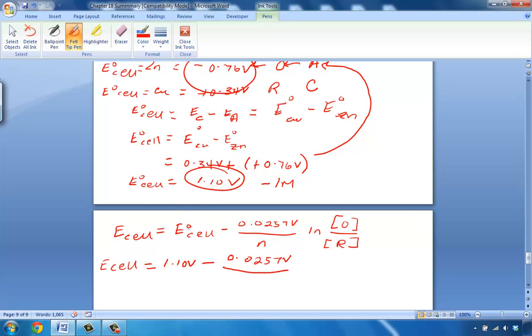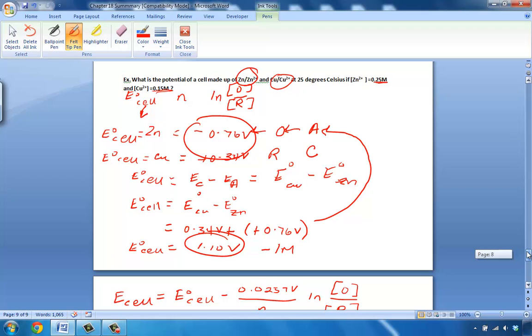This was copper to copper 2 plus and zinc to zinc 2 plus. That N value, or the number of electrons, is 2 based on that charge, times the natural log of oxidized over reduced. What is the oxidized over the reduced? What was oxidized? Let's double check ourselves. What was oxidized here was zinc. The concentration of zinc therefore is 0.25. That's what's going to go up here. What was reduced? Reduced was copper. What is the copper concentration? 0.15.